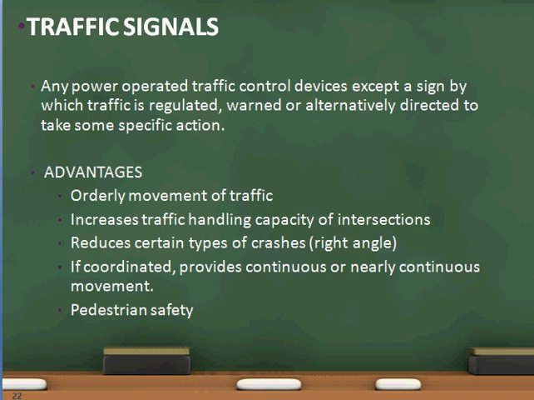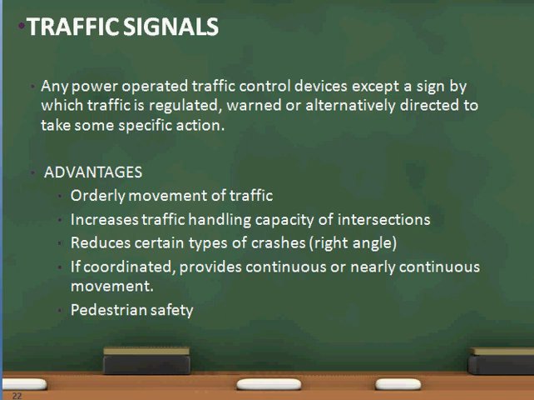The advantage is that it provides an orderly movement of traffic. There will be an increase in the traffic handling capacity of the intersection when compared to intersections without traffic signals. Then it reduces right angle collisions, that is, certain types of crashes will be reduced, mainly the right angle collision when there is a crossroad. Then if the signals at adjacent intersections are coordinated, it will provide a continuous movement of the traffic.